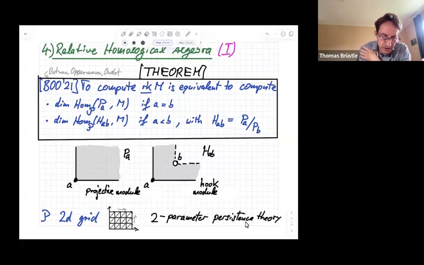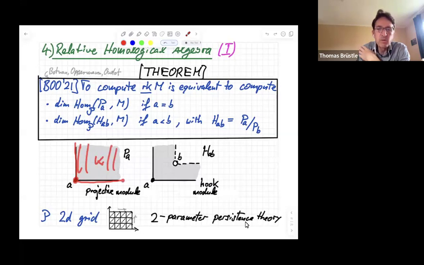illustrate this in the two-parameter case. So imagine our poset is such a two-dimensional grid. Then the indecomposable projective would be the module which starts here in A and then extends in dimension 1. So there's a copy of K at all the vertices that follow A. So in this whole region here, we are one dimensional.